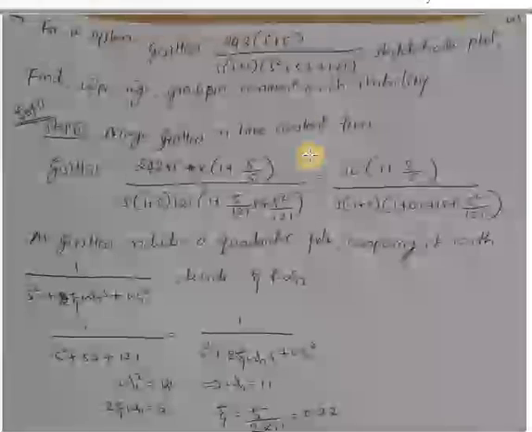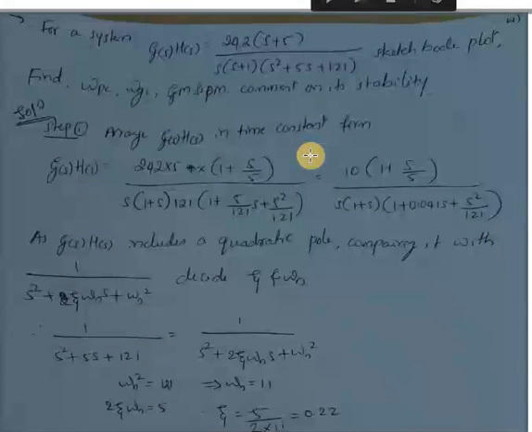Then the next one is, for a system G(s)H(s) = 242(s+5) / (s(s+1)(s² + 5s + 121)). Sketch the Bode plot and find omega PC, omega GC, gain margin, phase margin, and comment on its stability. So the first step is that you need to arrange the given function in time constant form.